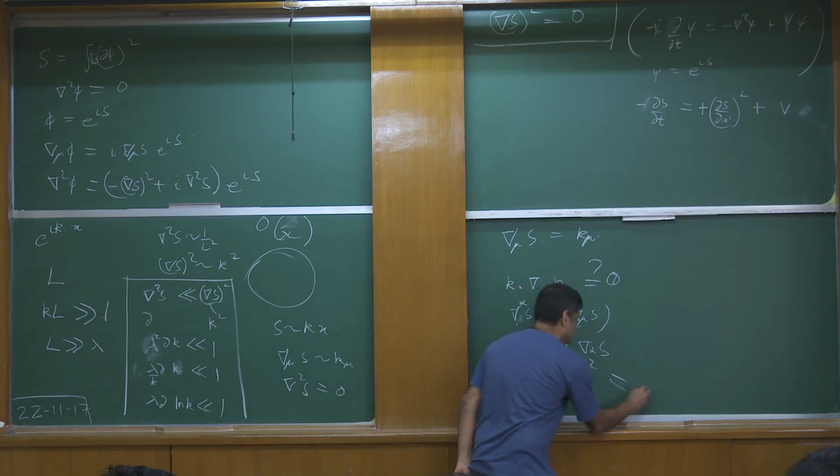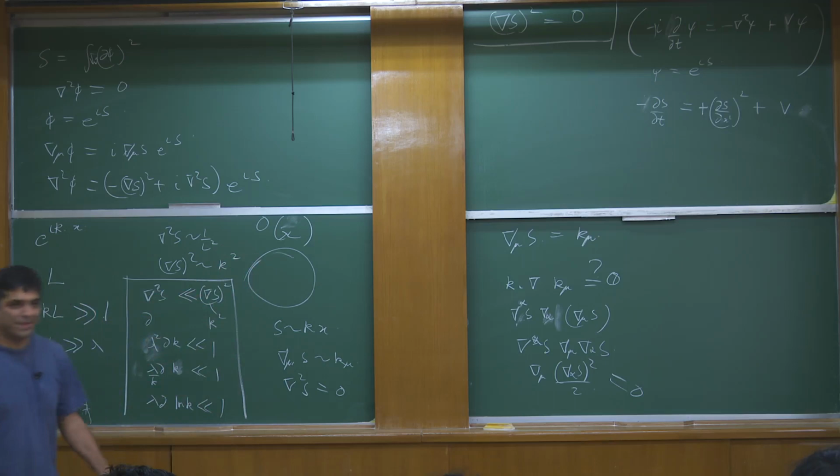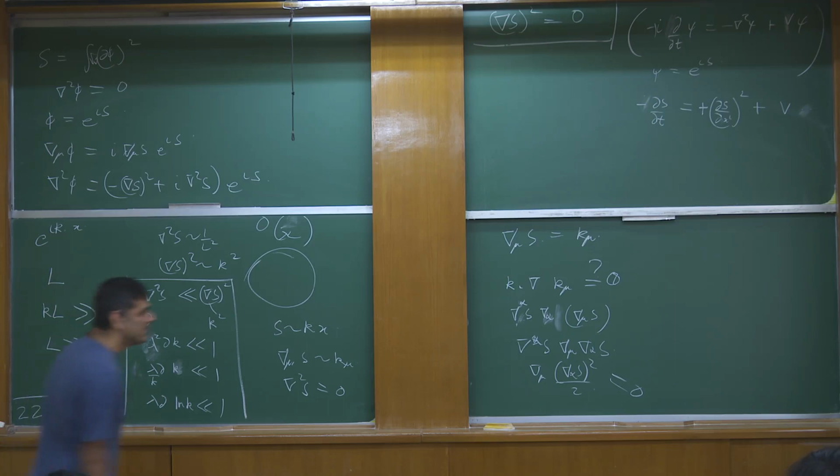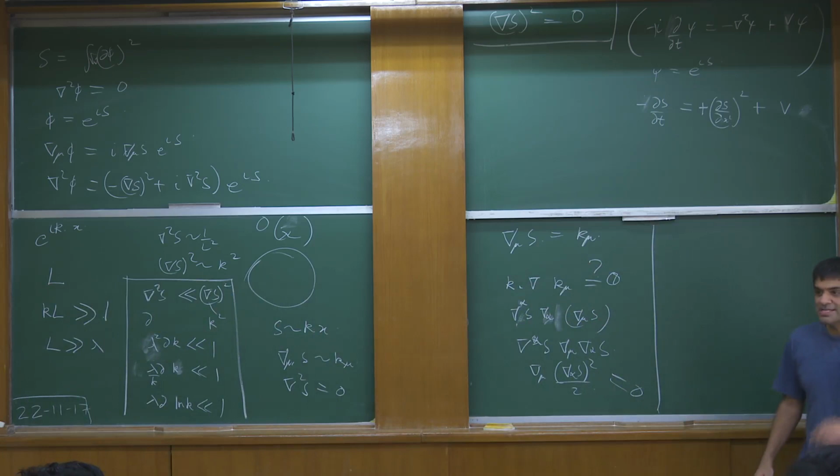I've chosen a clever normalization for my k mu. That's the normalization in which we get actually 0. So it's like affine parametrized. And if you chose another normalization, you wouldn't get 0. You would get something proportional to k mu. Okay. So what we see is the following. Firstly, we see something interesting. We see that there is a connection between solving the equation (del s)^2 equal to 0, and finding null geodesics.